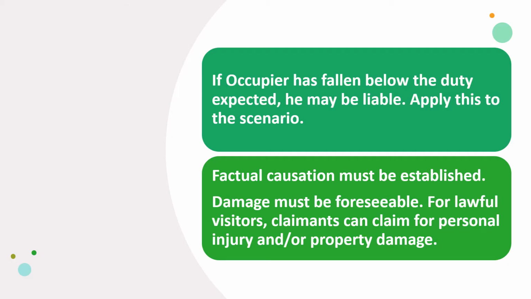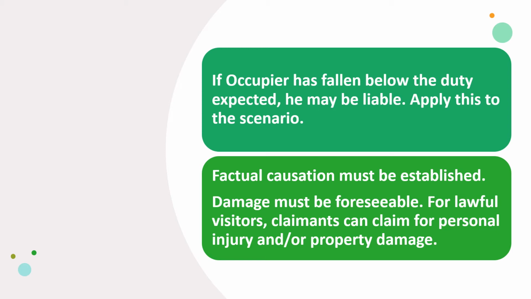And so that's the kind of main issues discussed. But again, we need to do a light touch. If you've already watched the video on trespassers, then you will know that we need to do a light touch in terms of breach of duty and damage as well. Now, this is a similar kind of tort to negligence, in that we're establishing a duty, but we also need a breach and damage. So again, light touch. If your occupier has fallen below the duty expected, you might be liable. So apply this to the scenario. A couple of sentences will be absolutely fine.